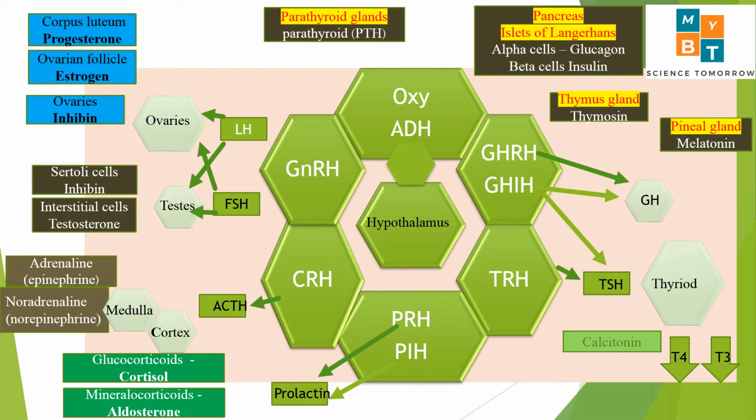When we consider the adrenal cortex axis, hypothalamus will secrete corticotropin releasing hormone. This will act on the anterior pituitary. Anterior pituitary will secrete adrenocorticotropic hormone. This will act on the adrenal cortex. Adrenal cortex will secrete glucocorticoids such as cortisol and mineralocorticoids such as aldosterone. That's the adrenal cortex axis.